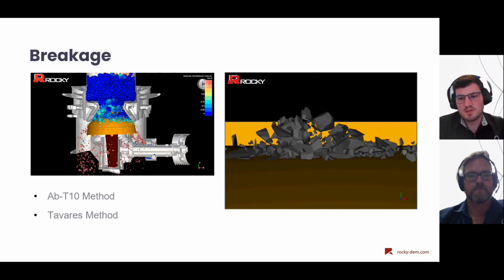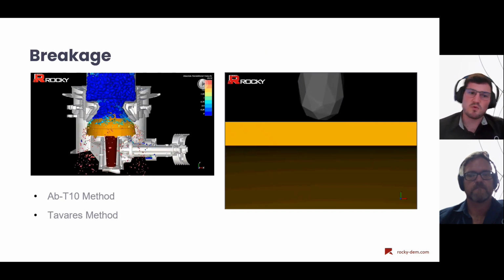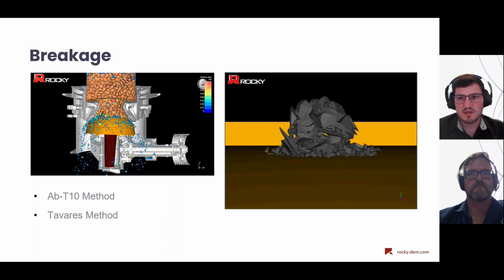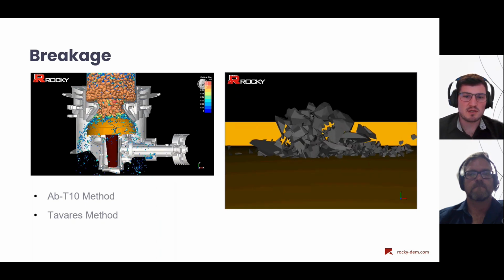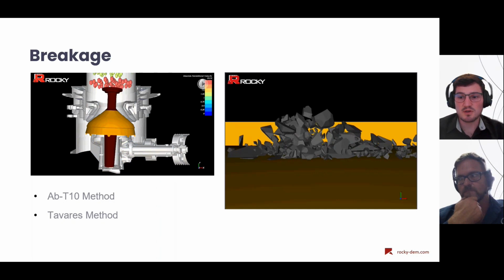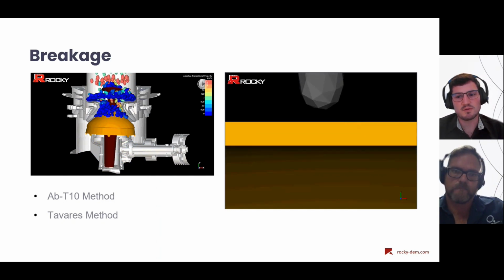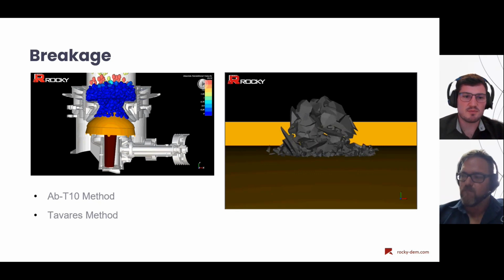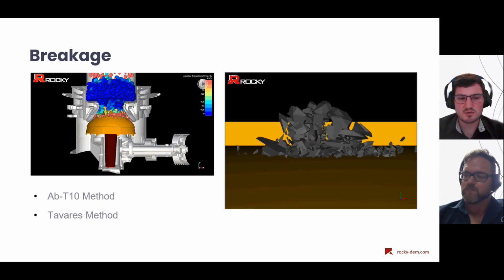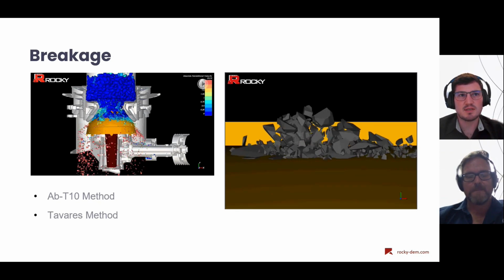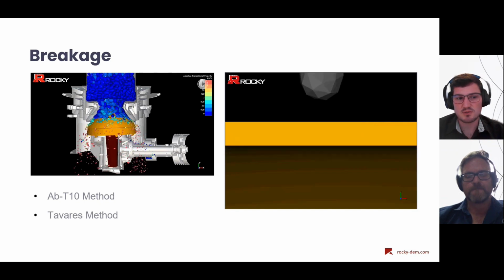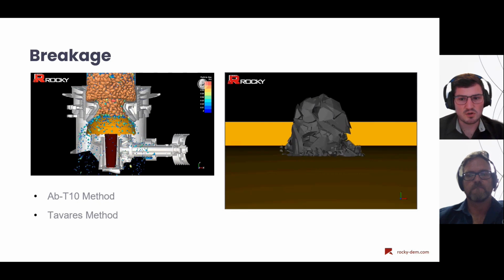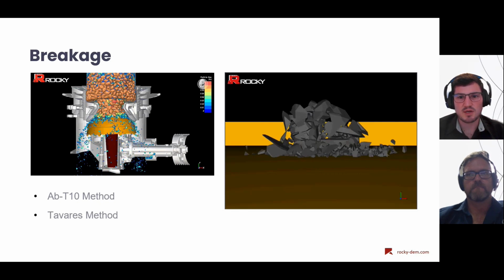Yeah. So both of these methods can be used for breakage in Rocky. It just depends on what information you have available. Now, the ABT10 method is the method that was built into Rocky first. It's the older of the two methods that have been used in Rocky. And ABT10 is generally still used quite commonly because many material data sets will have the A and the B coefficients defined based on graphs. So it's quite easy to get that information.